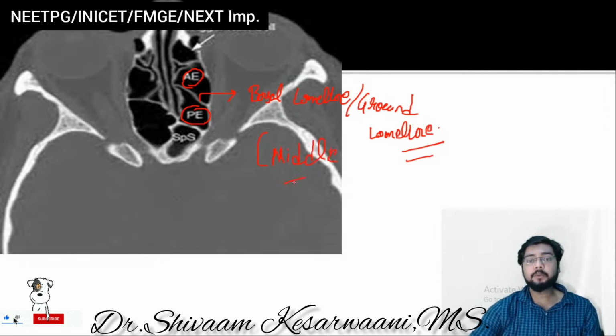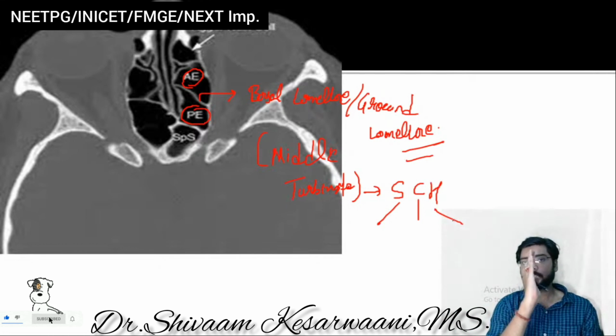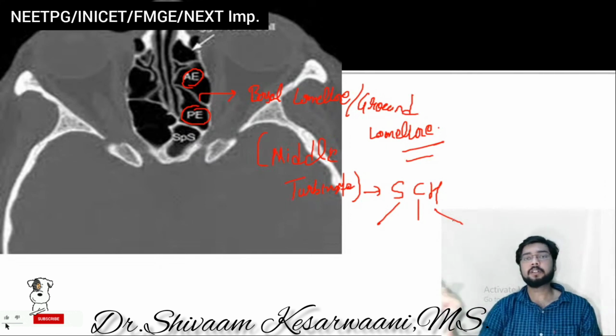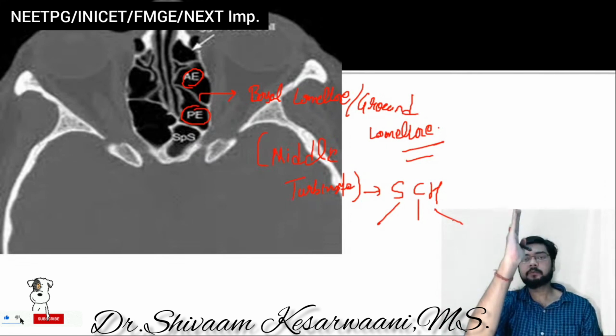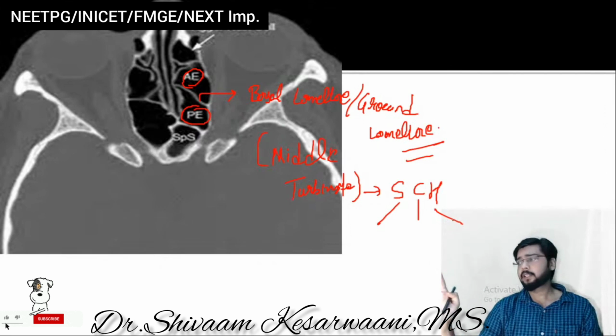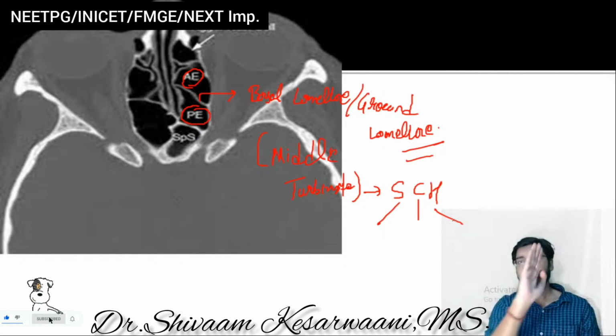So if you remember, your middle turbinate had three parts, right? Which we had remembered by a mnemonic called SCH, sagittal, coronal, and horizontal. So the middle turbinate is like this, sagittal, then it moves like this, coronal, and then it becomes horizontal. Sagittal is attached to the cribriform plate, coronal to the lateral wall, that is your lamina papyracea, and the horizontal is to the palatine bone. So this coronal part is called ground lamella or the basal lamella.